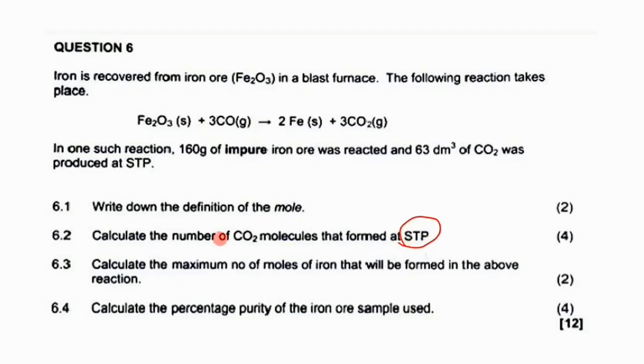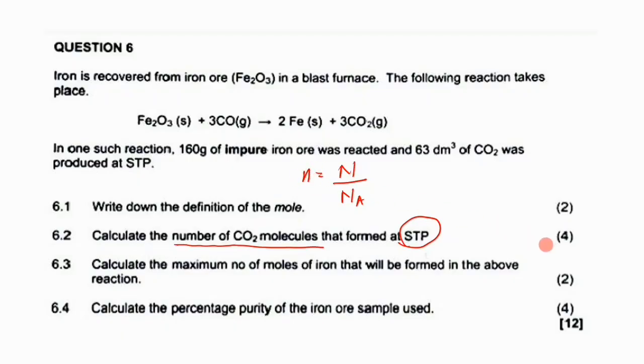So we must calculate what? The number of carbon dioxide molecules. Note that it is not saying calculate the number of moles. It is saying the number of carbon dioxide molecules. So we know that the formula to calculate number of molecules is this one, where you say number of moles is equal to number of molecules over Na, which is the Avogadro's constant. But then you can see that there is one thing that will stop us from calculating the number of molecules here, which is the fact that we don't have the number of moles, right?